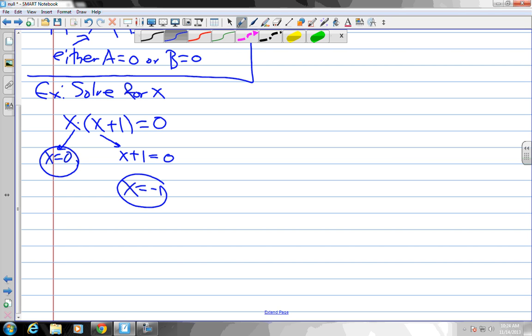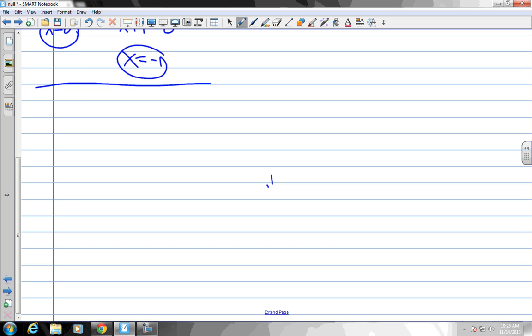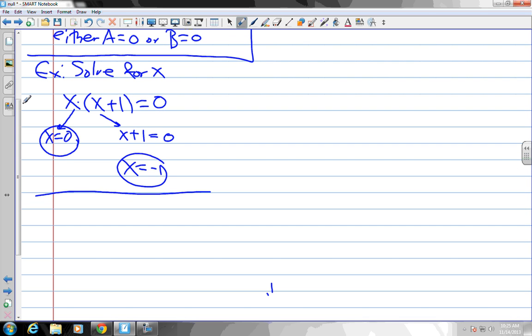So yeah, that's fine. Because again, if I take 0 in for x, it's going to be 0 times 1. That's 0. If I take negative 1 in for x, it's negative 1 times 0, which is 0. Does that make sense? So we have two solutions to that equation. Both of them work. If one side is factored and the other side is 0, then I can just do that. It is very easy.